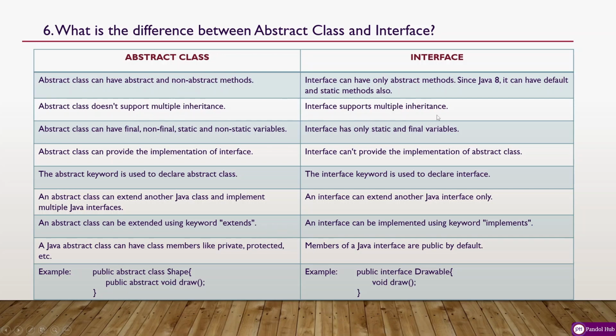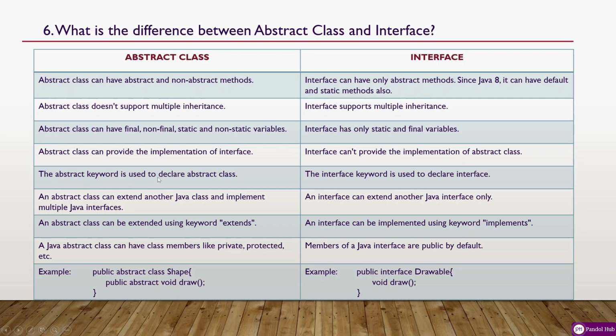Interface supports multiple inheritance. An abstract class can have final, non-final, static and non-static variables. An interface has only static and final variables. We already know it, right? An abstract class can provide the implementation of an interface. An interface cannot provide the implementation of an abstract class.